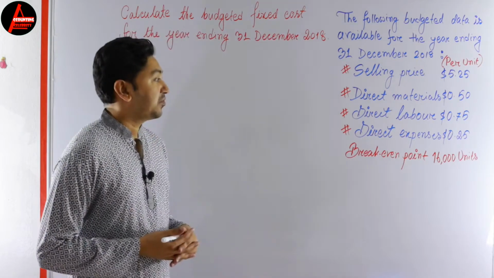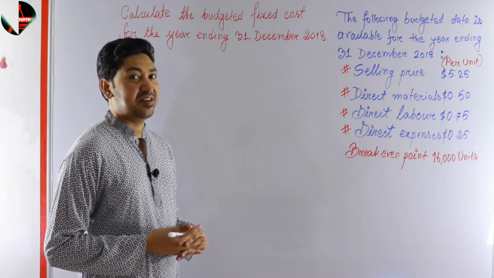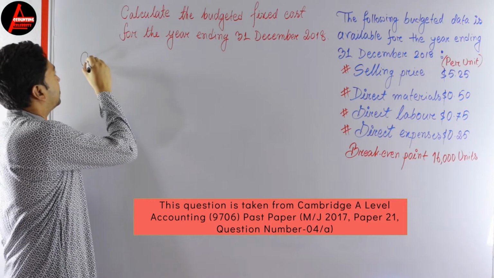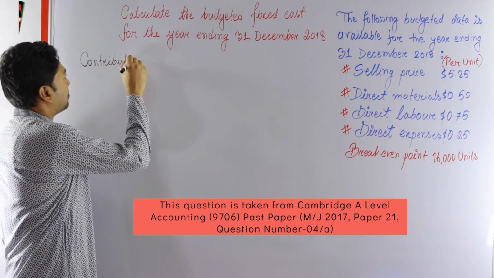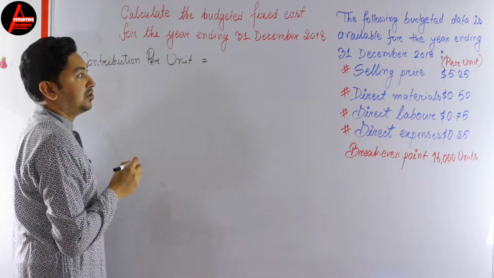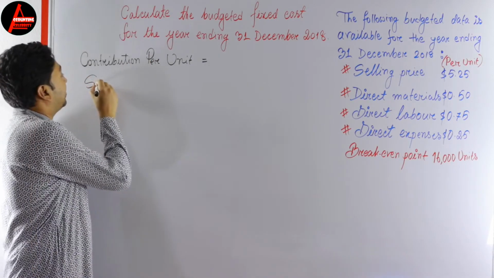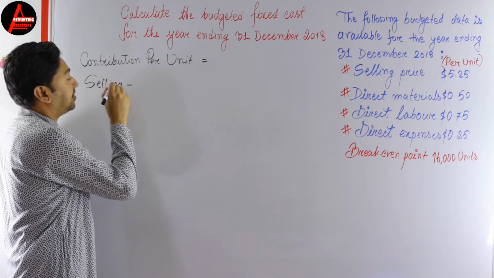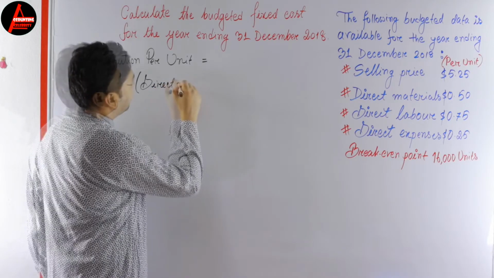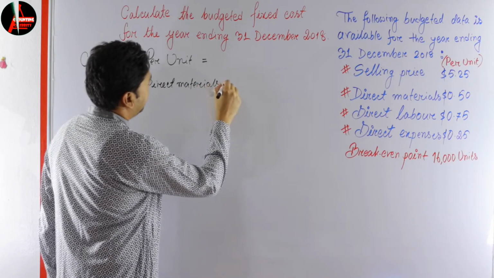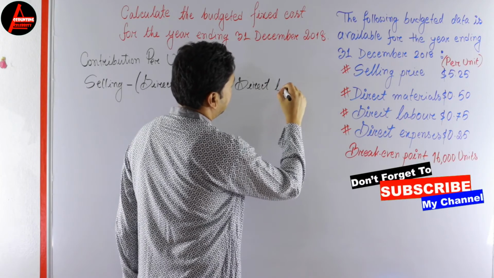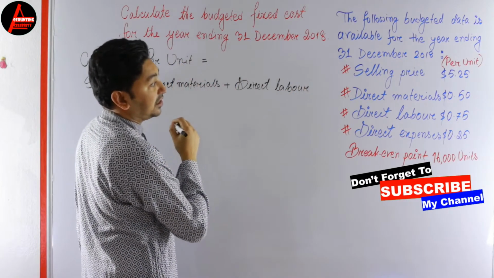Okay, so here first of all we have to calculate the contribution per unit. So how to calculate contribution per unit? We know contribution per unit, okay, equal to selling price minus direct materials plus direct labor plus direct expenses.